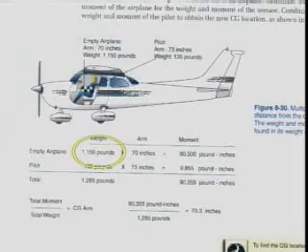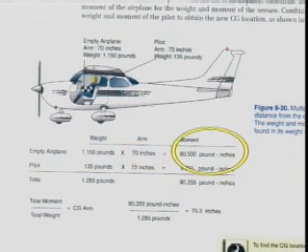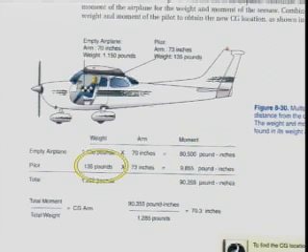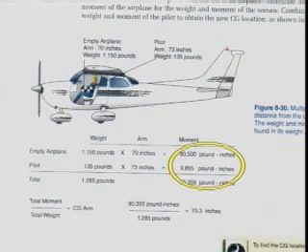Now, the empty weight of the airplane in this case is 1,150 pounds. The arm is 70 inches. And you would multiply those two numbers together to get 80,500 inch-pounds. The pilot, who weighs 135 today, and is sitting in his seat at 73 inches back, because now when we multiply 135 times 73, you're going to come out with a number like 9,855.